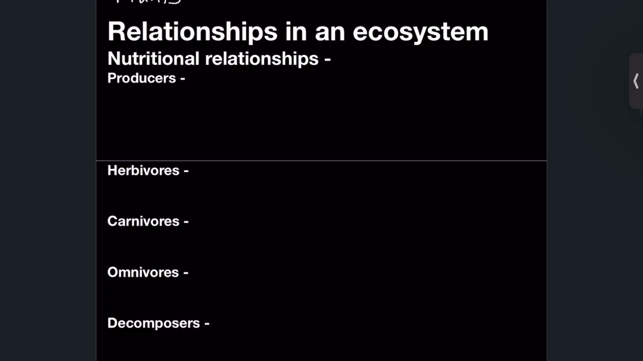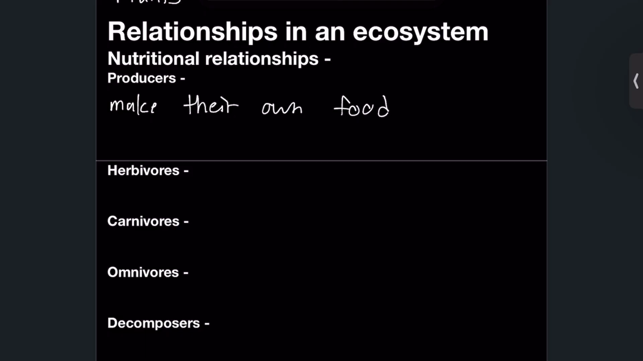Okay, so now we're going to look at the various relationships in an ecosystem. The first are the nutritional relationships, which are how organisms make food. So number one, we have producers, which includes all of our plants, and these are the ones that are making their own food. So the plants are taking that solar energy from the sun, and through photosynthesis, they generate their own nutrients and they make their own food. So they don't have to eat anything else.